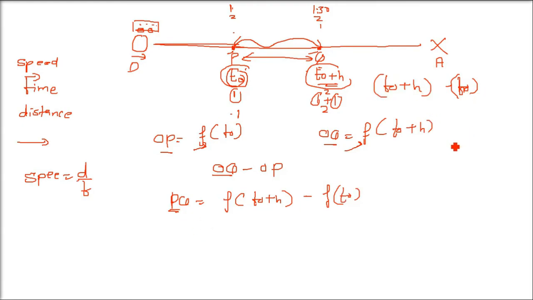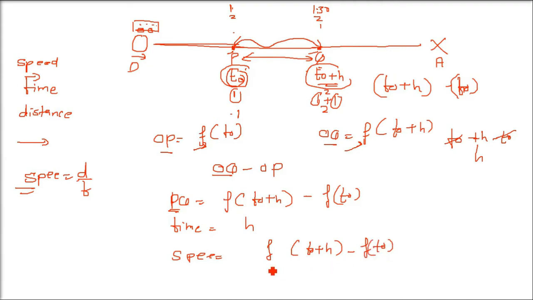And for this h, we have t0 plus h minus t0, that is OQ minus OP, for the time. The time is h. So don't worry about whether this is distance or time. Just worry that we are finding the distance in terms of time as a function. We are trying to find the time, so f(t0 + h) minus f(t0), by h.